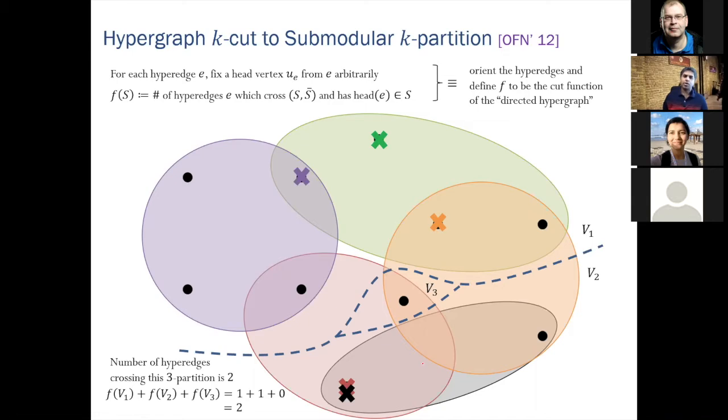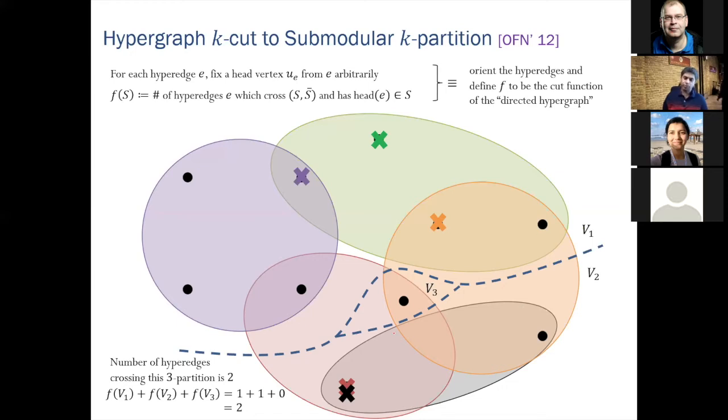And the sum of the function values of the 3 parts is also 2. The function value of V1 is 1 because, of the hyperedges that cross V1 and have their heads in V1, there is only one such hyperedge, namely the orange hyperedge. So f of V1 is 1.